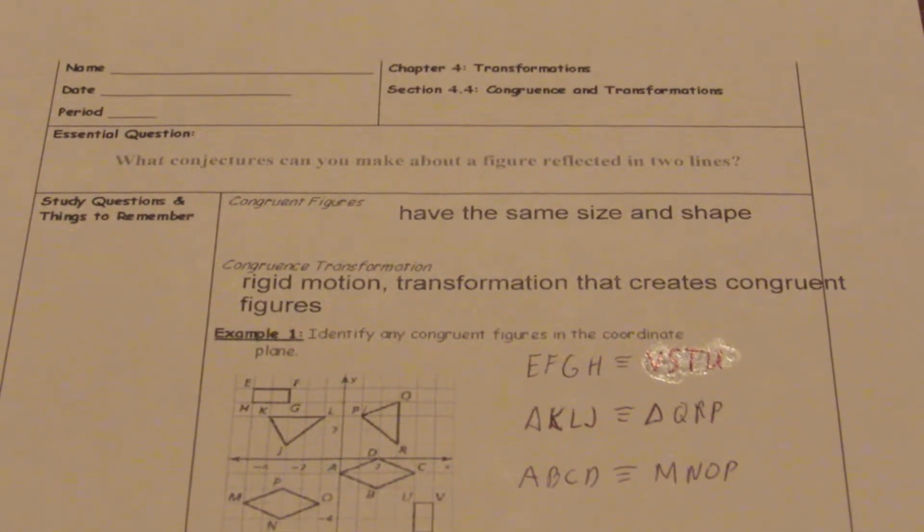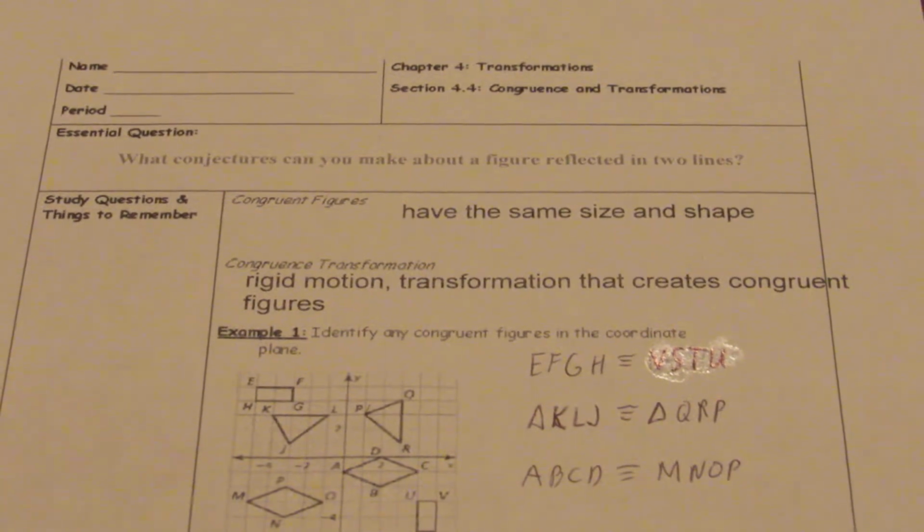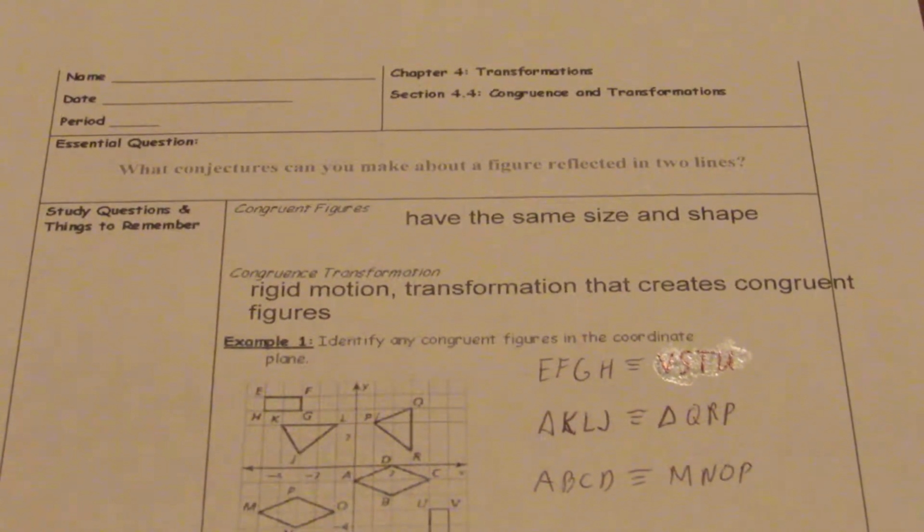Section 4.4, congruence and transformations. Essential question: what conjectures can you make about a figure reflected in two lines?